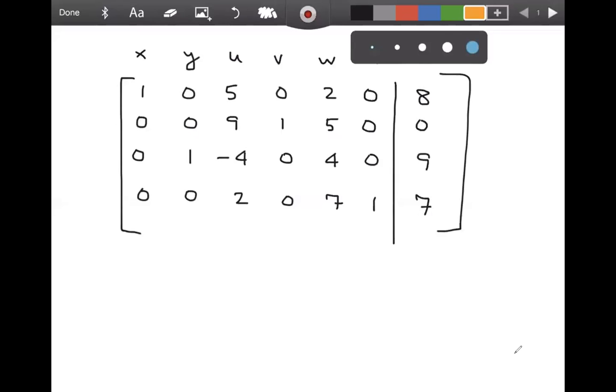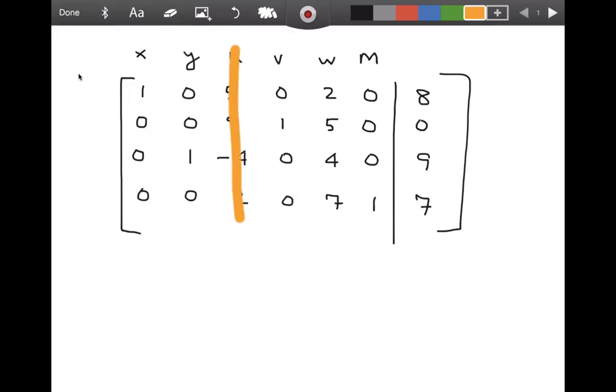Okay, so looking over the tableau, I see several columns that look like identity matrix and several that don't. And by the way, you see on here where I've labeled the columns X, Y, U, V, W, M. It's necessary to know which column represents which variable. Okay. So I am going to cover up the columns that do not look like the identity matrix. That would be U and W.